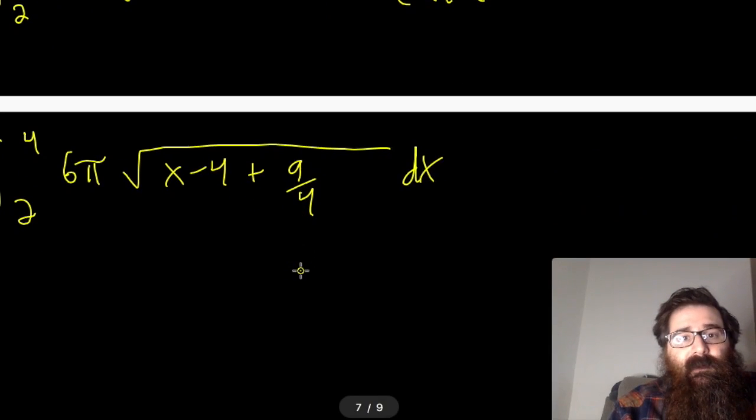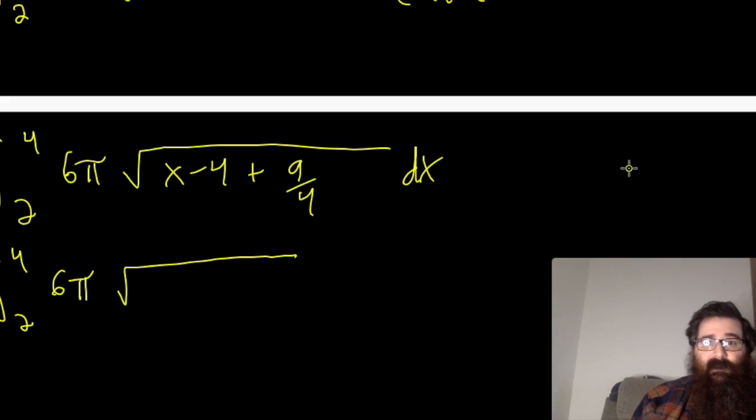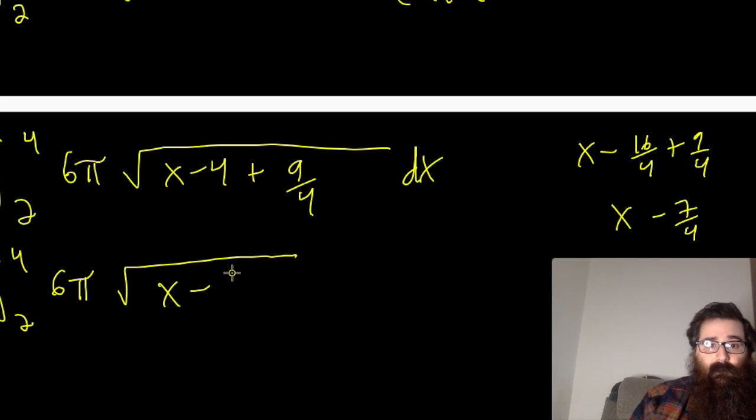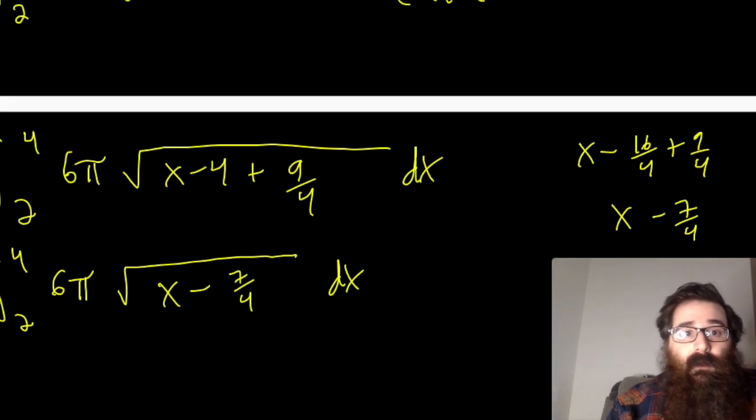And I want to try to combine these like terms, get those constants together. So we'll say the integral from 2 to 4, 6 pi square root of, x minus 4 is really going to be 16/4 plus 9/4. So that's going to give me x and then minus 7/4, dx. Hey, looks really good.